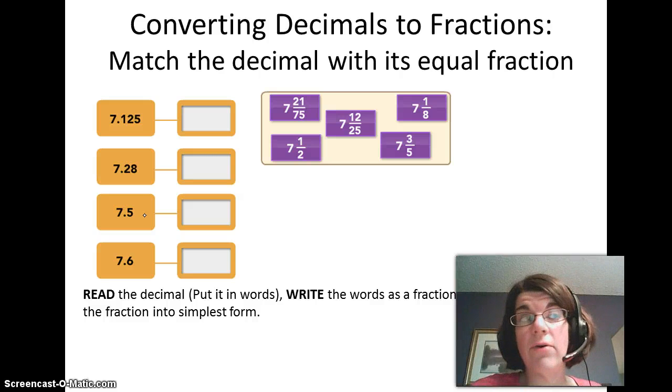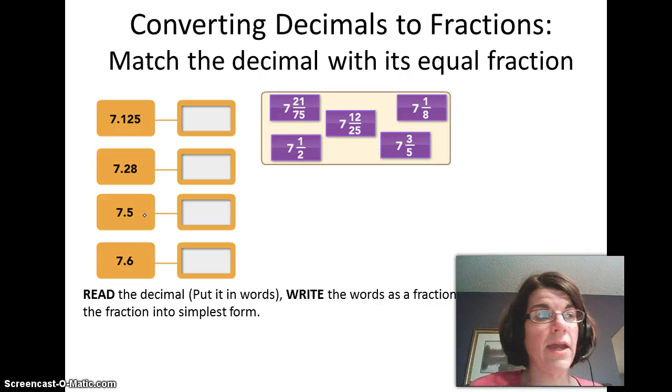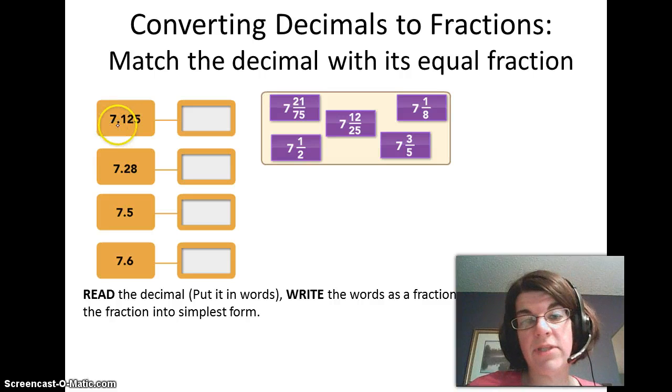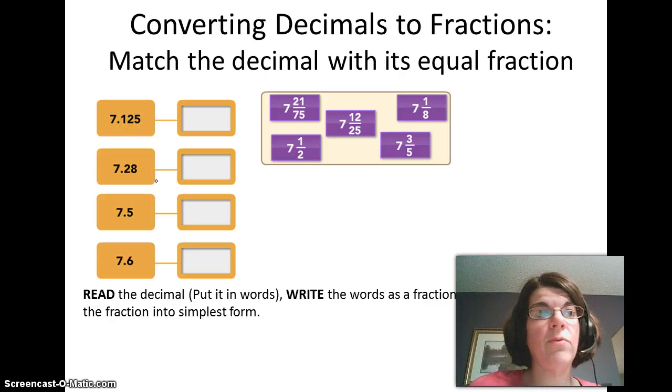All right, so now if we have a decimal and we want to convert back to a fraction, I have some notes here. You're going to read the decimal. You're going to put it into words. Say it. Actually say it out loud. This first one here would be 7 and, remember we always say and with the decimal point, 125, and we want to look at the place value, okay? So it's 125 tenths, hundredths, thousandths. So 7 and 125 thousandths.